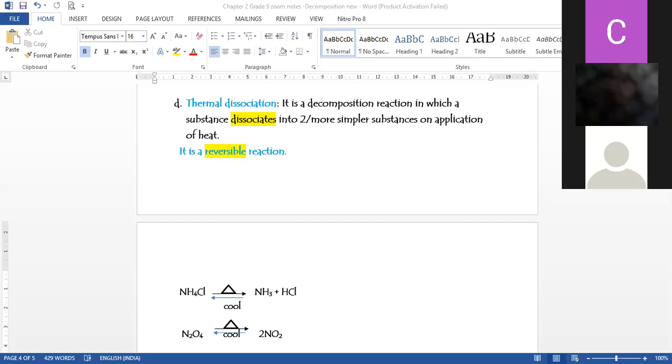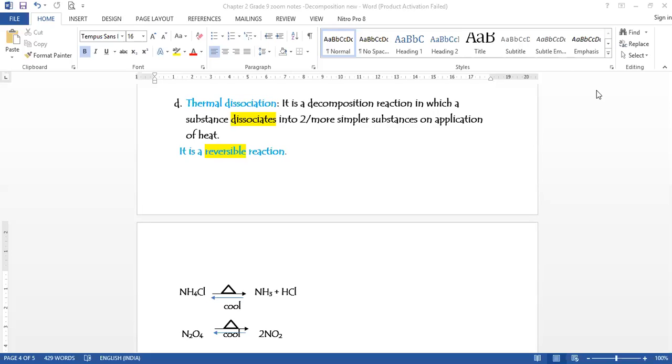But in a thermal dissociation reaction, there is one compound which undergoes decomposition, that is, it splits into two different compounds or two or more compounds, but the compounds which are formed as a result of this reaction can combine and bring back the reactant. So this is called thermal dissociation. This part is important because they will ask you a question like, give a point of difference between thermal decomposition and thermal dissociation, right? So you need to know how to write the answer.